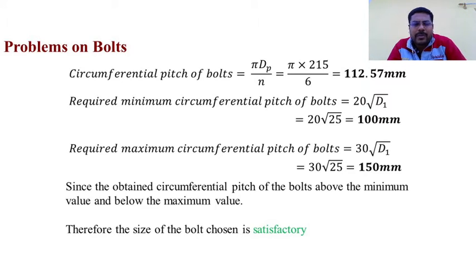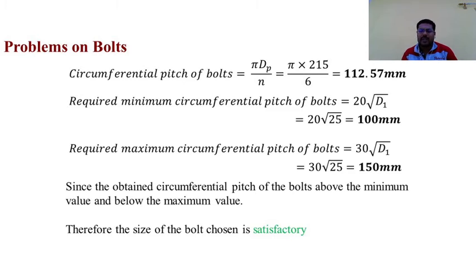The required minimum circumferential pitch between the bolts is 20 root of d1. Therefore 20 into root of capital D1, which is 25, so 100 mm. The required maximum circumferential pitch between the bolts is 30 root of d1. So 30 into root of 25 is 150 mm. So the circumferential pitch required between the bolts lies between 100 and 150 mm.